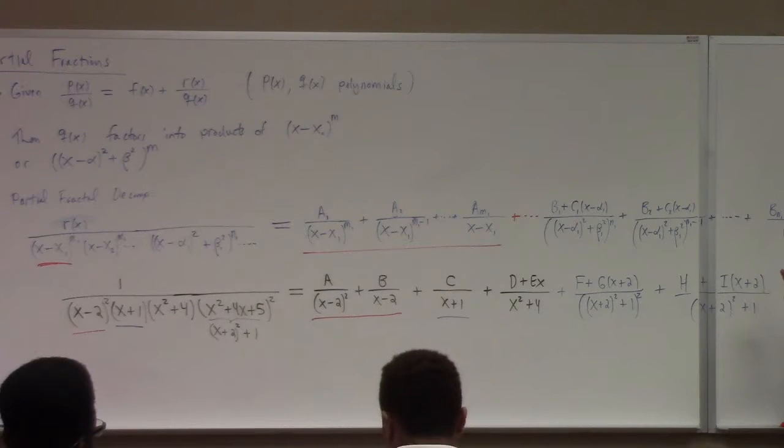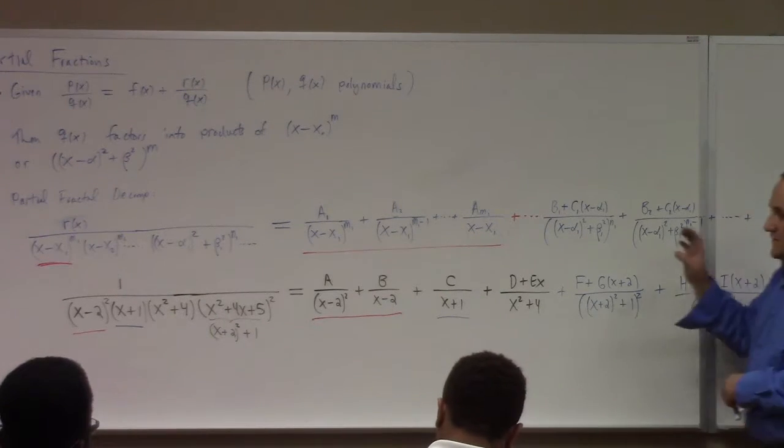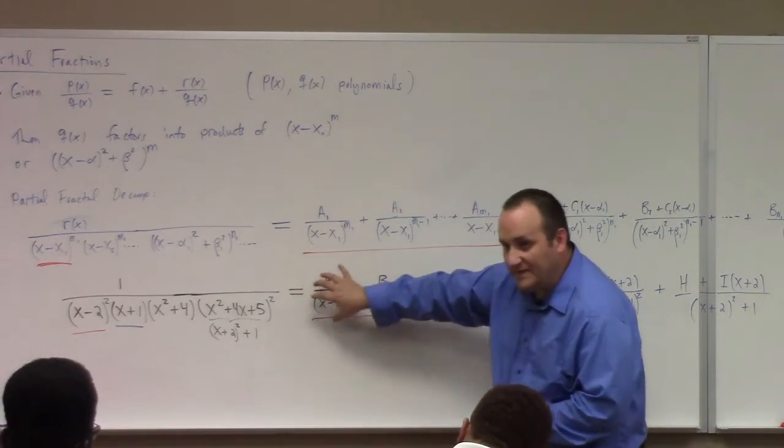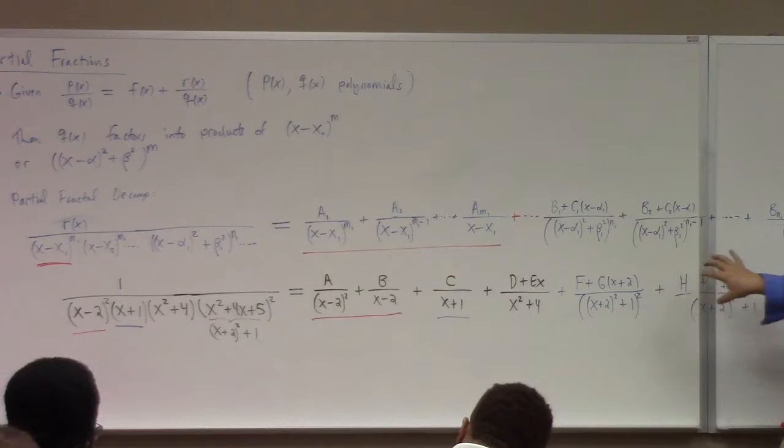So partial fractions, what it does is it takes an arbitrary rational function and converts it into a sum of what I call basic rational functions. The basic rational functions being things that we can actually integrate. And that's the method.